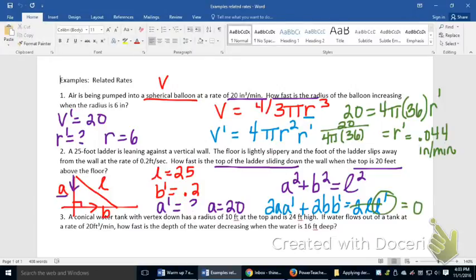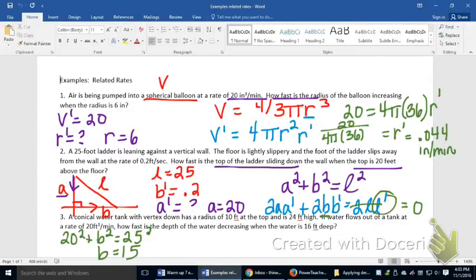Now, I need to be able to find B, because if you look at what I'm given, in order for me to find A prime, I've got to fill in all of my stuff. Well, I don't have what B is, so I need to find B. So separate from that, I'm going to do the Pythagorean theorem with the A, the B, and the L that I'm given. And I'm going to solve for what B is, because that's going to help me find my final answer. So I'd subtract the 20 squared and then take the square root. You're going to get 15 for B.